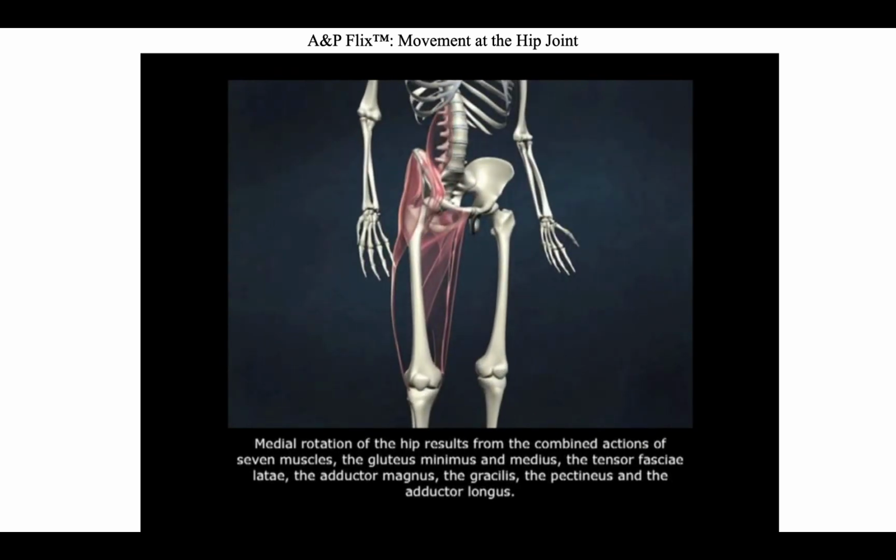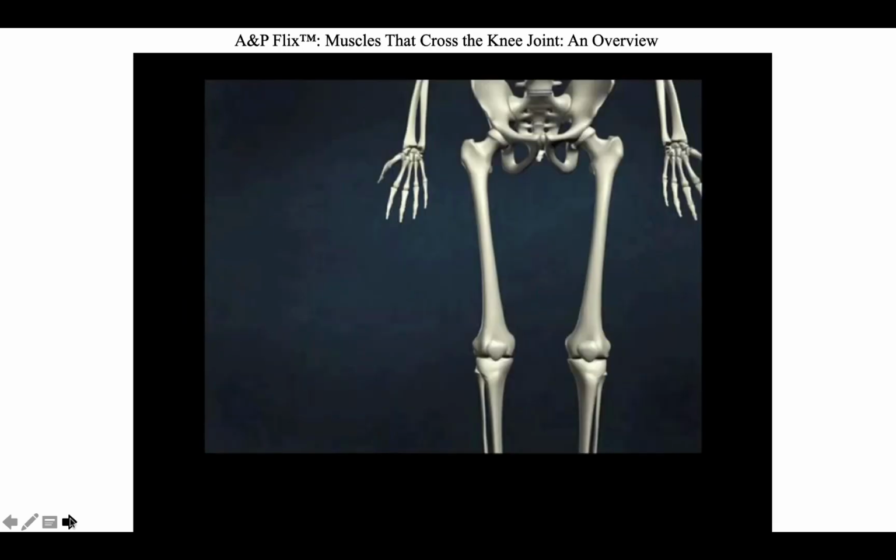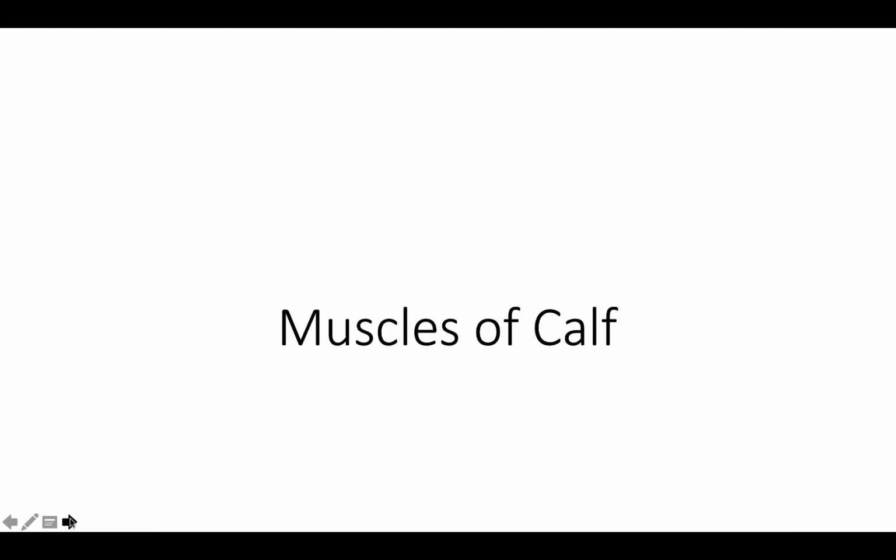Medial rotation of the hip results from the combined actions of 7 muscles: the gluteus minimus and medius, the tensor fasciae latae, the adductor magnus, the gracilis, the pectineus, and the adductor longus. All right, that's a great overview of the muscles we've covered, and then some that we have not covered and that we're not going to cover. Now we're going to move into muscles of the calf.